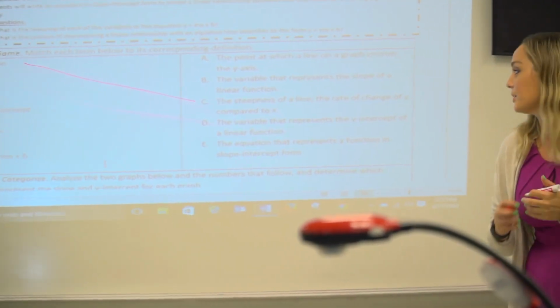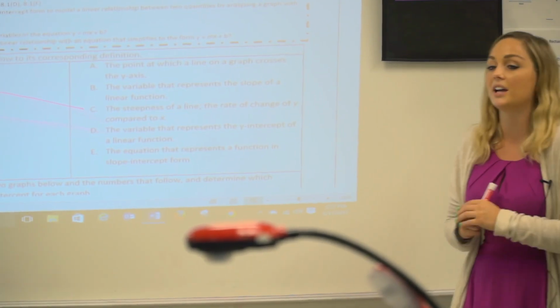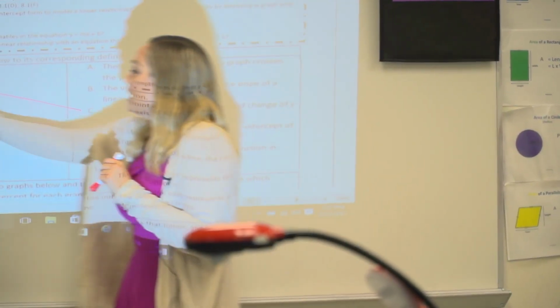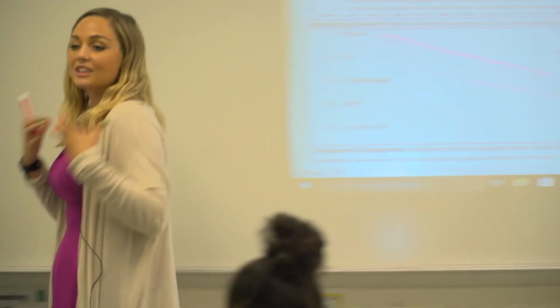I completely agree with Amir. It is definitely C, the steepness of a line, the rate of change of y compared to x. So Amir, for B, we see B in quotation marks, but what actually is it? Amir, go ahead, call on that next person.